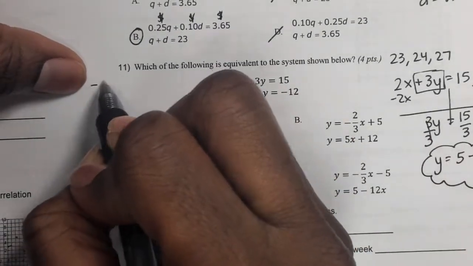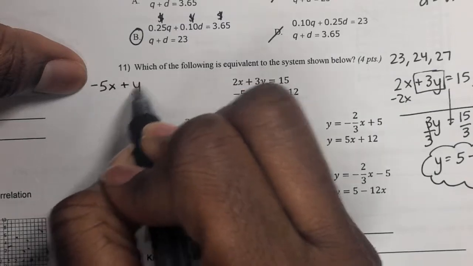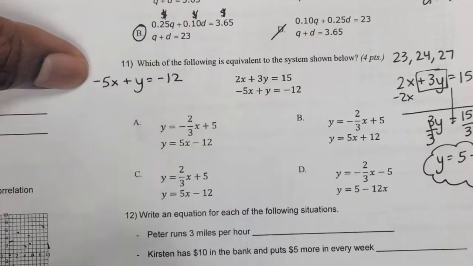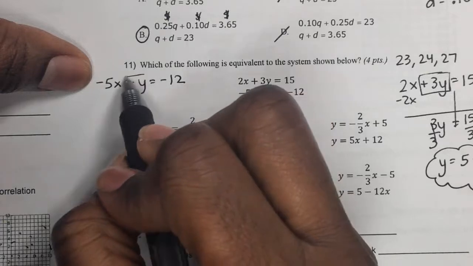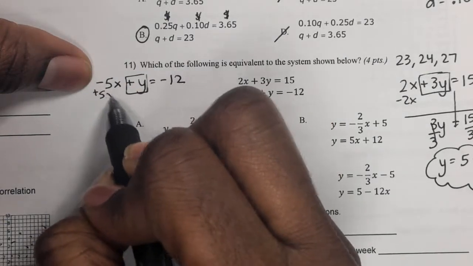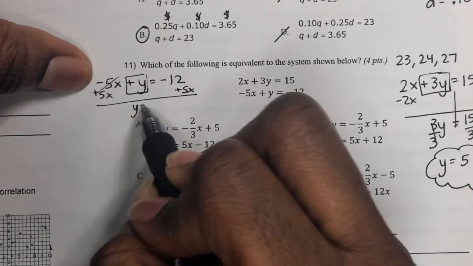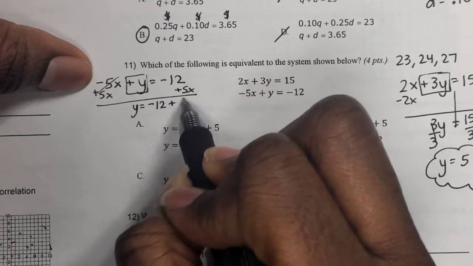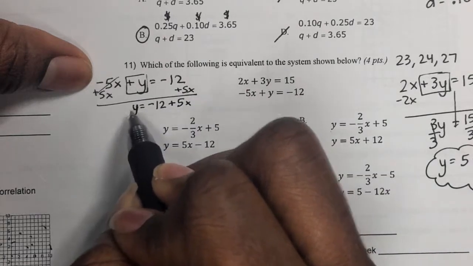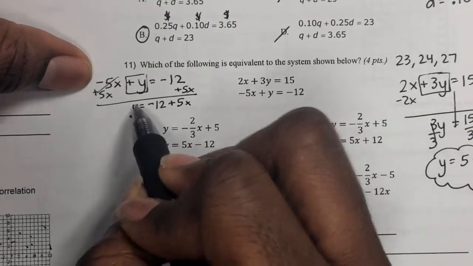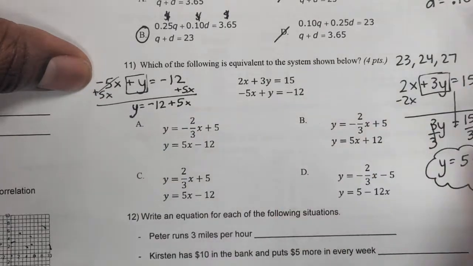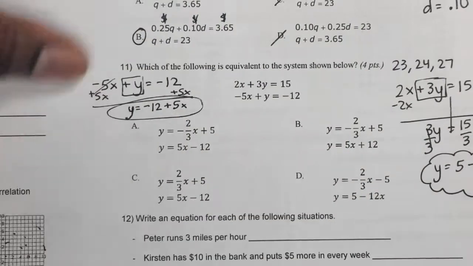I'm going to write this one over here. So this one, once again, I'm boxing the y. I'm moving the opposite of x to the other side. So that's y equals negative 12 plus 5x. Is there anything to divide in front of the y this time? No, so I can just divide everything by 1 if you want to, or you can just be done.